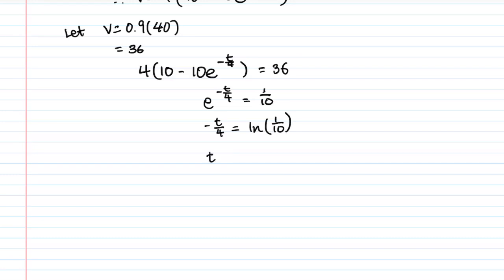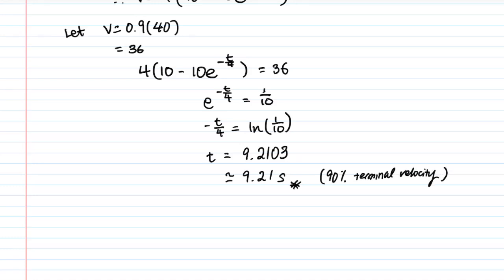So just press all of this in the calculator. You will simply get t equals 9.2103, which you can round off to 9.21, always 2 decimal places because it is in seconds, 9.21 seconds. So that will be our answer. So for it to reach 90% of its terminal velocity, it would take 9.21 seconds. Okay, so that's all for this question.